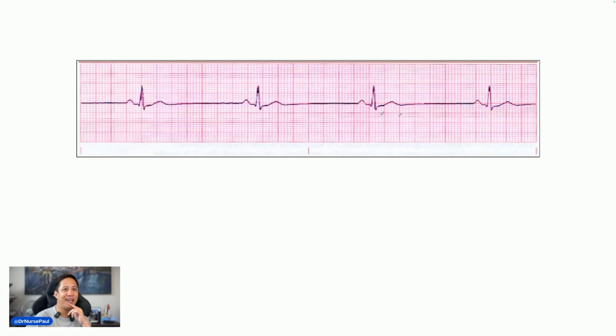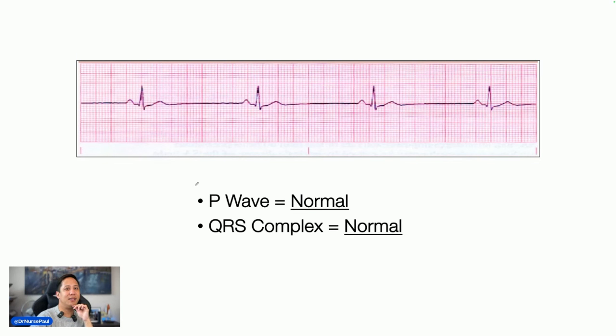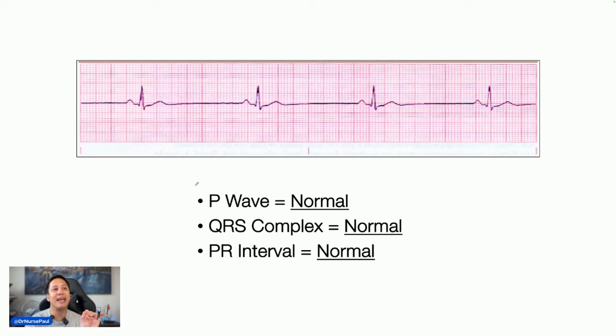Okay, let's look at the next one. P-wave. Looks normal to me, right? It's big or little humps. QRS. Looks like two boxes to me. Normal. PR. Looks like five boxes to me. Normal. Rate. Count the rate, because sometimes I speak too fast and people don't understand.